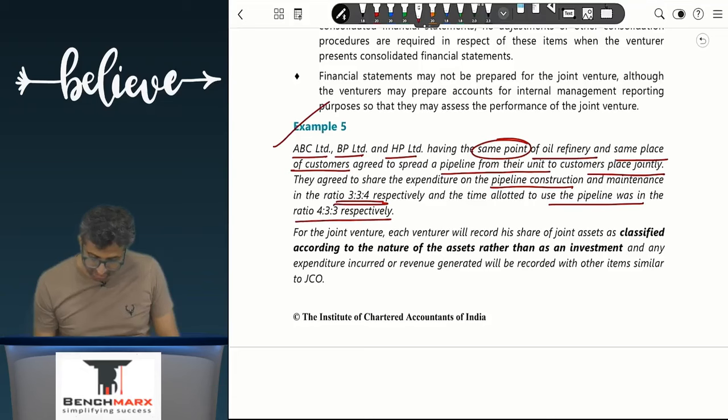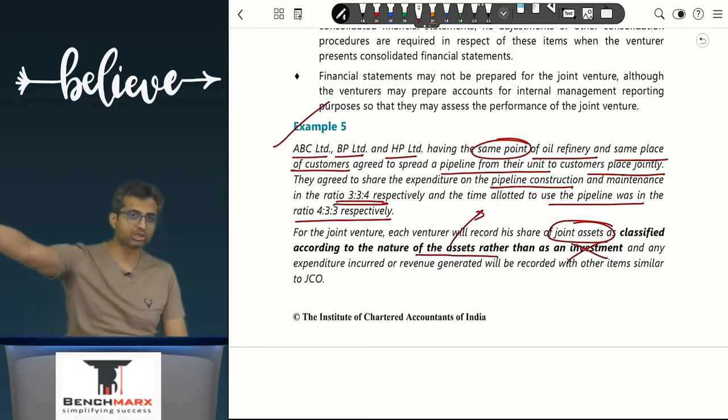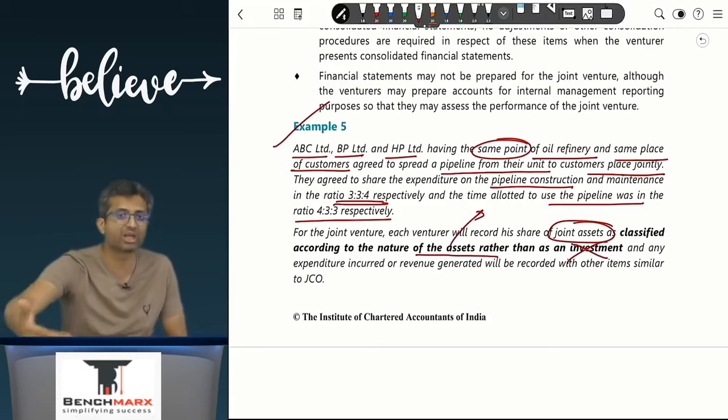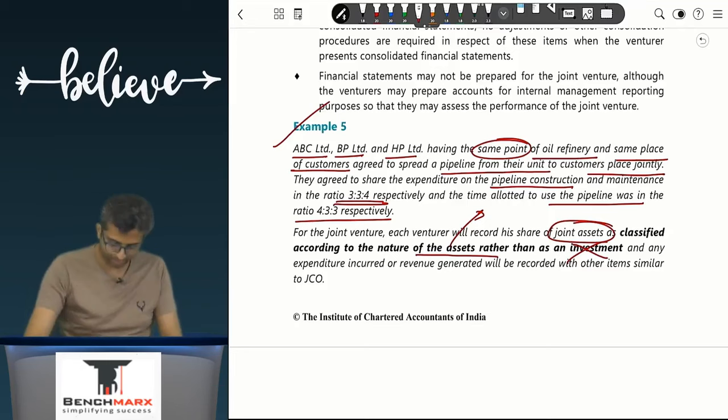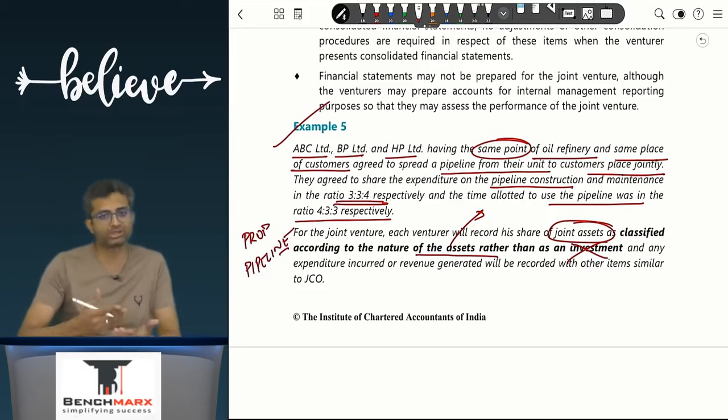Each venturer will record his share of joint assets as classified based on the nature of assets rather than as an investment. So, I will not show it as investment. Like when I buy a house with, let us say, my partner in my name, I will show the house based on the nature of the house. I will show pipeline. What does this sentence mean? That is, pipeline will be shown proportionately and directly, and I will not show investment because there is no separate entity in the middle.